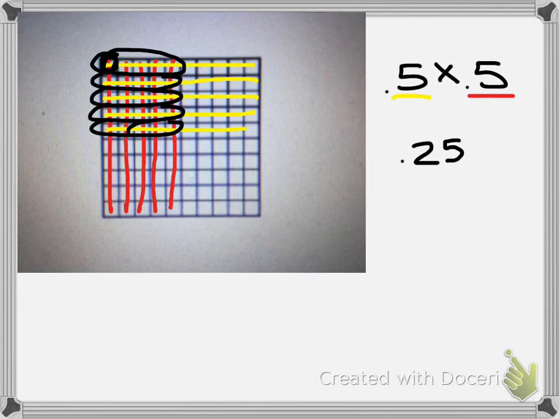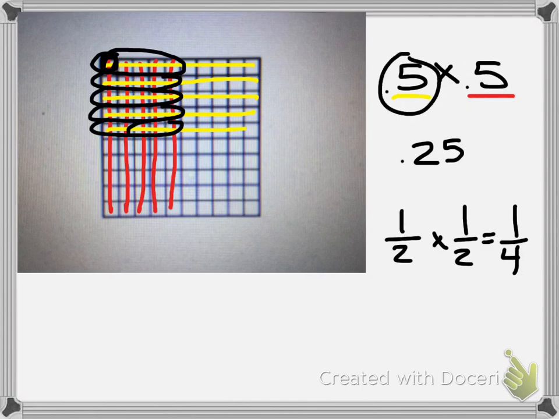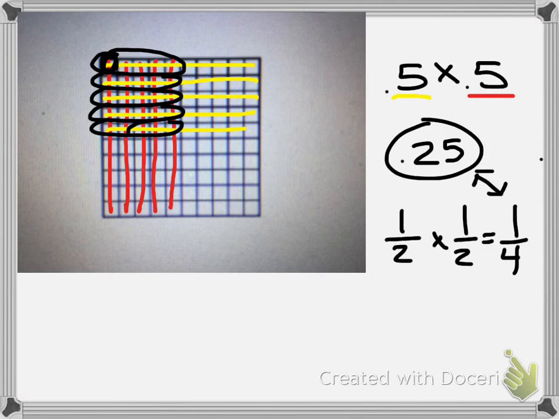So remember, when we just modeled the fraction and we did a half of a half, we got a fourth or a quarter. Now look what we did in decimals. We did a half of a half, and we got a quarter or a fourth or 25 hundredths. Notice that they're the exact same answer. 25 hundredths is equivalent to 1/4. They're samesies. All right, so if you rely on what you did in fractions to help your mind with decimals, I think you're really going to do great.